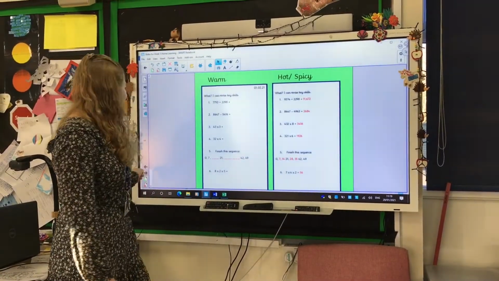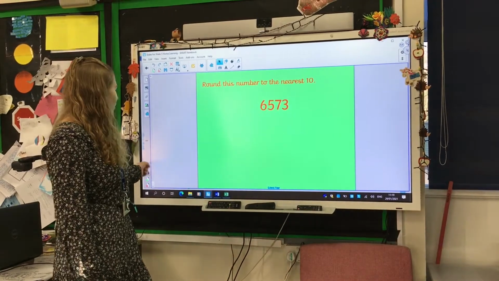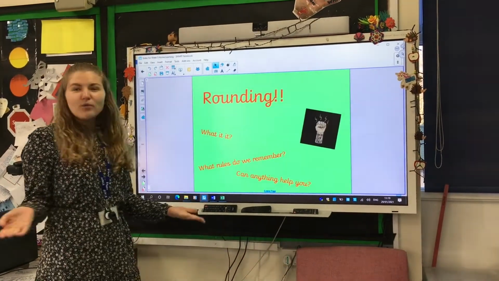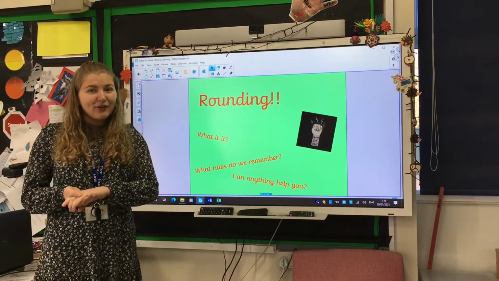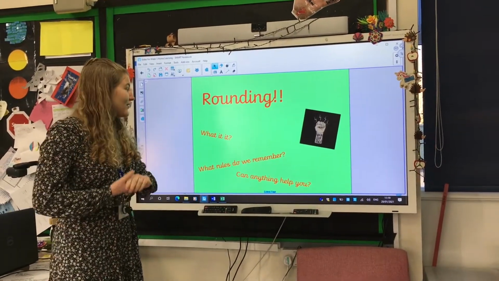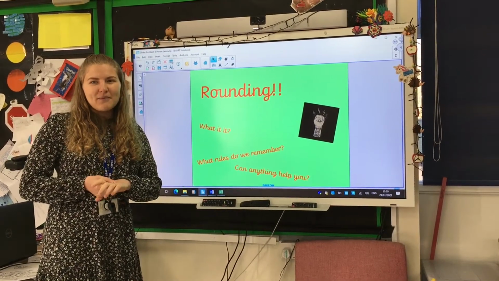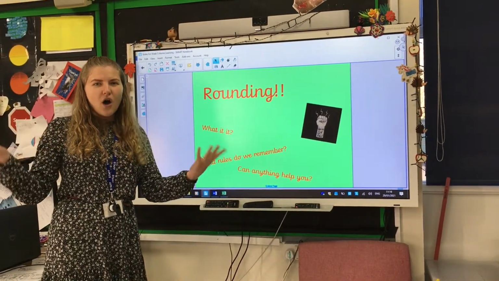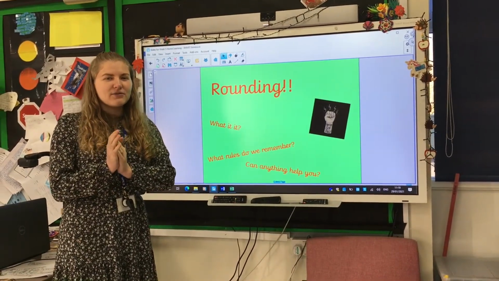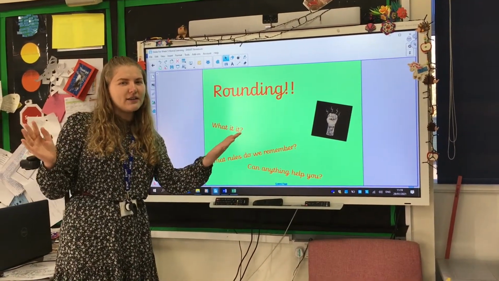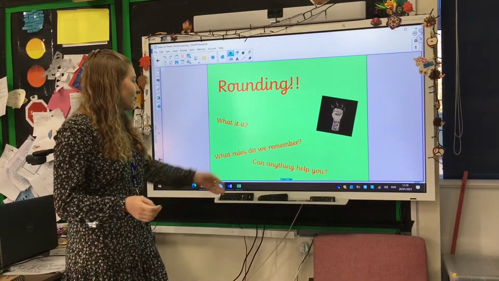Okay, so now we're into it. We're rounding. Yay! So what is rounding? What rules do we remember, and can anything help you? So what is rounding? It is moving numbers to whole amounts. So if we've got 55, would that round to 60 or to 50? It's going to round up to 60. Lovely. So what rules can we remember?